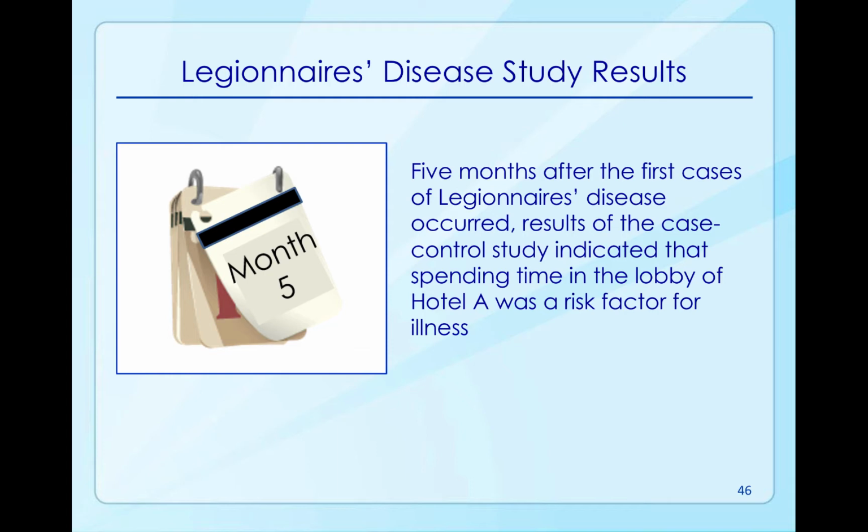Researchers were unable to locate the bacteria that caused the Legionnaires' disease outbreak because of difficulty in growing the bacteria under laboratory conditions. 5 months after the first cases of Legionnaires' disease occurred, results of the case control study indicated that spending time in the lobby of Hotel A was a risk factor for illness.